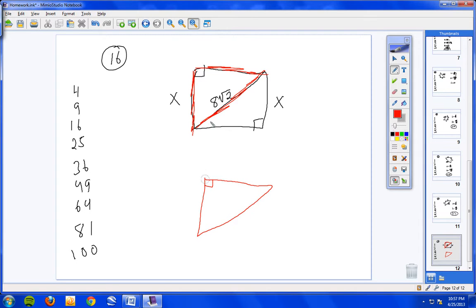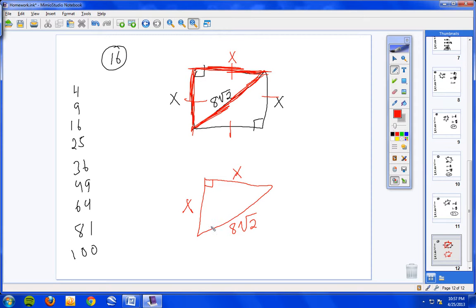Now, see this side right here? That's x. I'm going to put an x right here. See this length right here is 8 square root of 2, so I'm going to put 8 square root of 2. Now, Mr. Earhart, we don't know what this length here is. No, we don't. You're right. But remember in the book, they have a red mark here, a red mark here, a red mark here, and a red mark here. That means all four sides are congruent. So if this is x and this is x, then this length up here also is x. So I can put an x here.